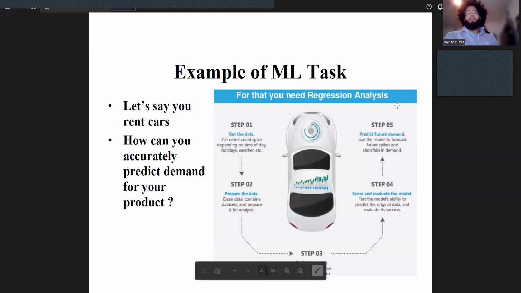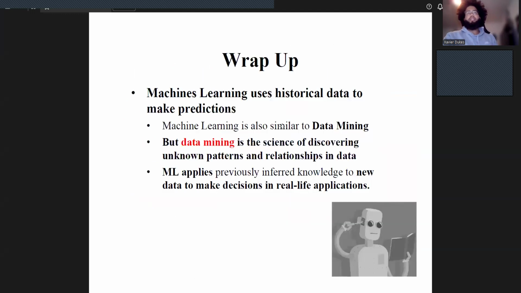Example of a machine learning task: self-driving cars. That's all video analytics and AI. How can you accurately predict demand for your product? Oh, that's okay. I don't want to get into the marketing side of things.